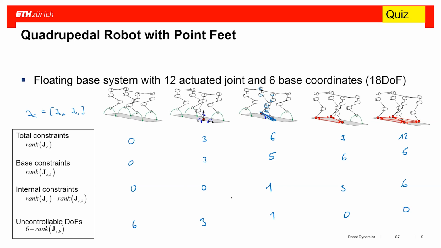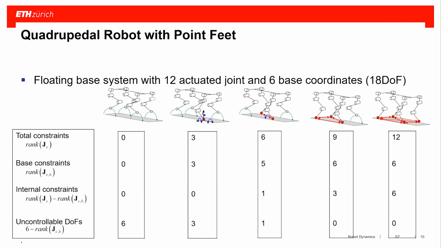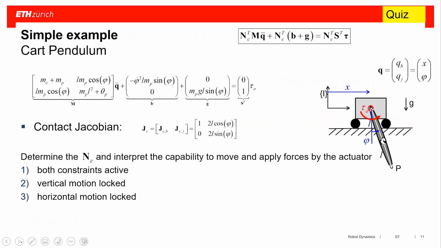All right. With this, we jump back to the cart-pole pendulum and do the last exercise I asked you to do, which is to determine the null space and interpret the capability to move and apply forces by the actuator. So we did the same analysis already when we looked at the kinematics only, and now we do it with the full dynamics. 3 cases: both active, only vertical, or only horizontal.